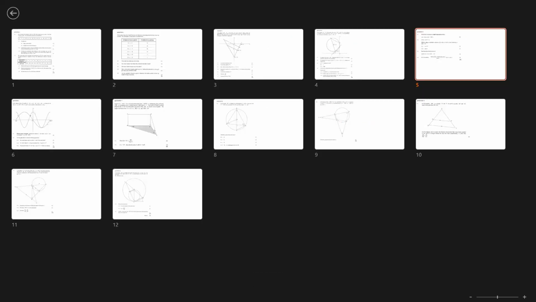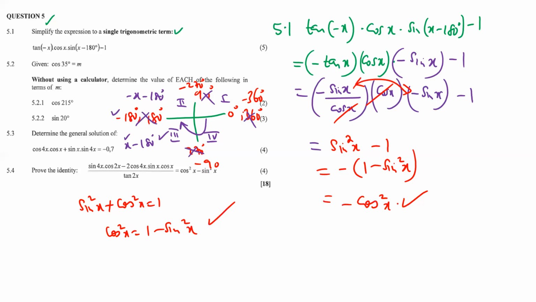Okay, we continue. Right, so the next thing we're going to do now is look at question 5.2. You need to get all those. 5.1 has been done. And we're good. So 5.2 is straightforward.